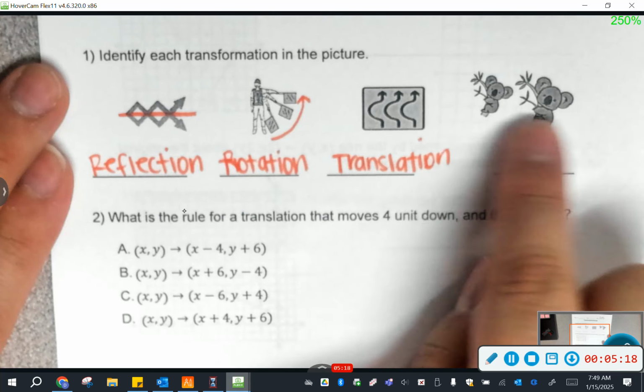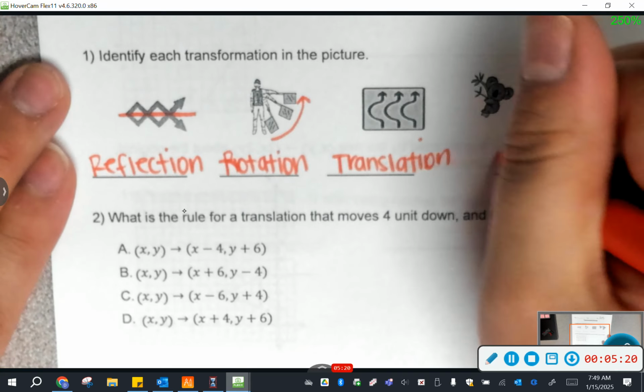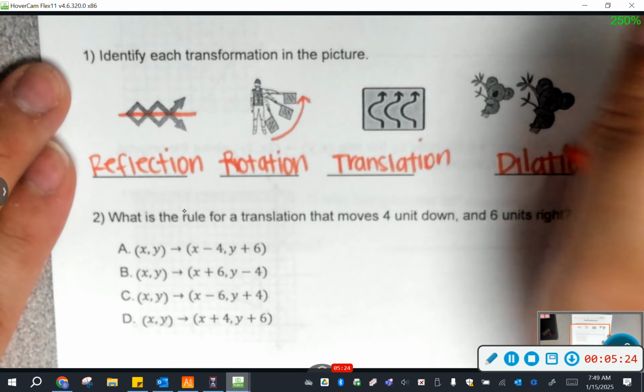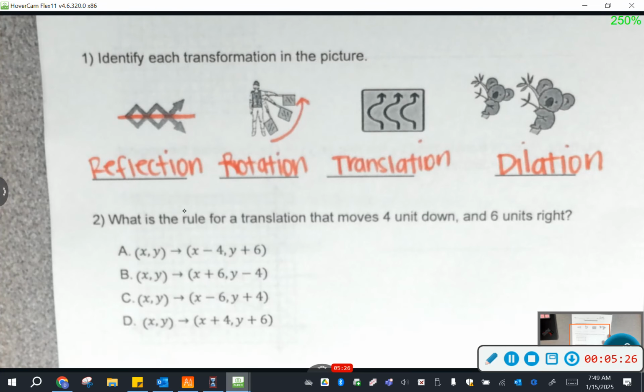And then what happened to my koalas? Dilation. They got bigger. Are you really going to have questions on your test that easy that you just match? Yep.